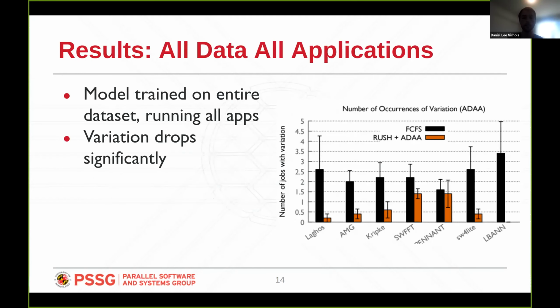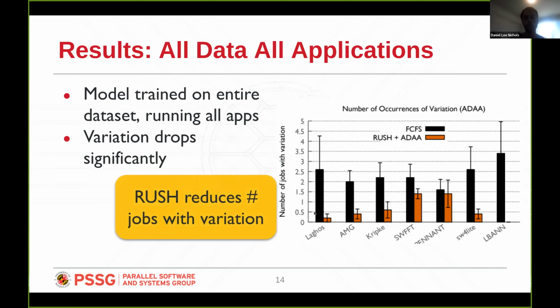So for the first of these experiments, here are the results, where we ran all 7 of the proxy applications I previously mentioned. You can see them along the bottom of this plot, where the height of the bars shows the average number of jobs that experienced variation across the iterations of the experiment. We can see FCFS plus EASY in black, and the Rush scheduler in orange. And we see that in pretty much all of these, the number of jobs that experience variation on average goes down. For some of these, an extreme or significant amount.